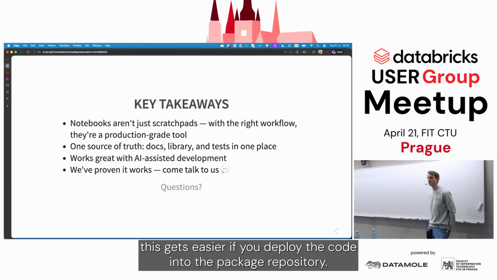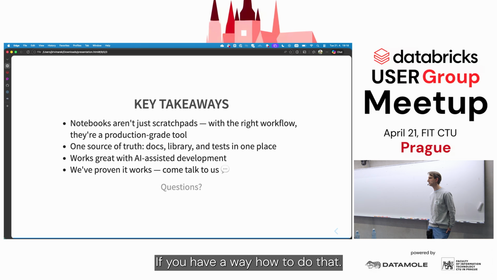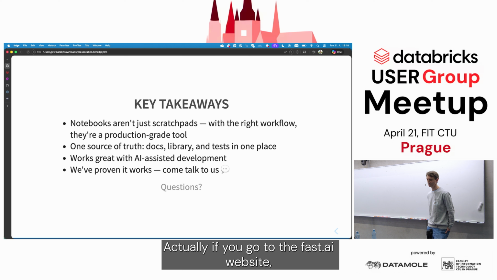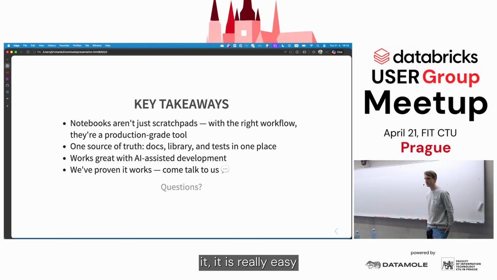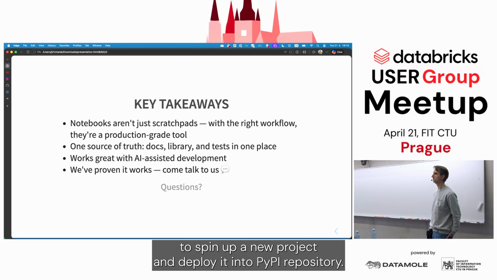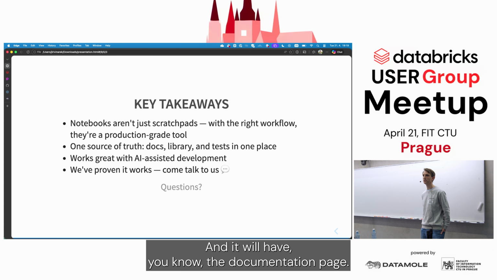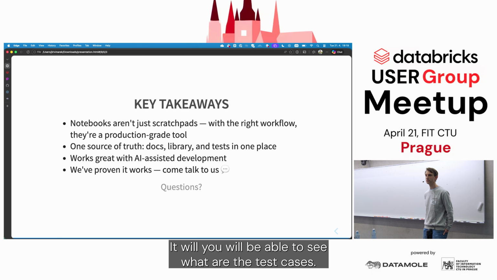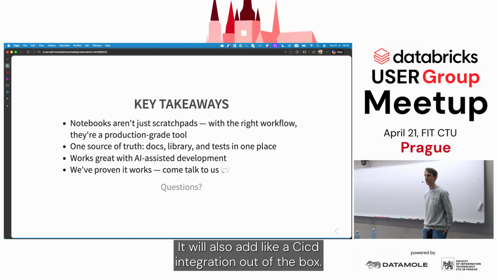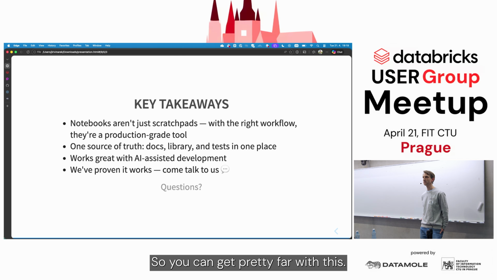I think this gets easier if you deploy the code into a package repository. If you have a way to do that, then you can easily share the code. Actually, if you go to the FastAI website, it is really easy to spin up a new project and deploy it into the PyPI repository, and it will have the documentation page. You will be able to see what the test cases are. It will also add CI/CD integration out of the box, so you can get pretty far with this.